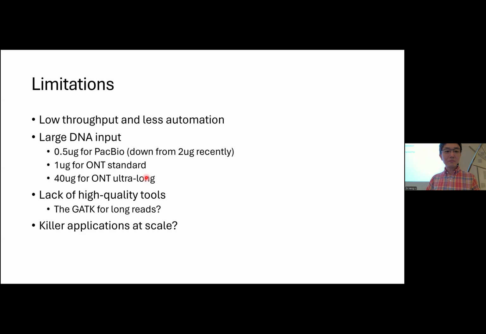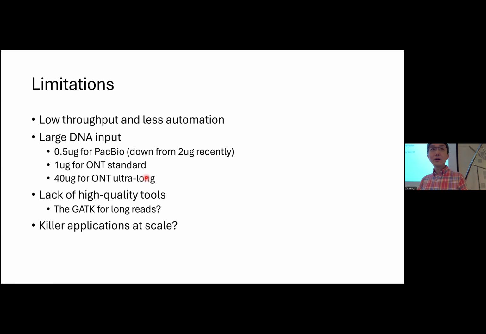The second problem is they require a lot of DNA as the input. And PacBio, with the latest chemistry, they claim they can do it with a microgram. But for nanopore, standard simplex sequencing requires about that. But if you want to do ultra-long sequencing, you need a lot more DNA. And typically, you can only get this amount of DNA from cell lines. It's difficult to draw blood to get all of this DNA. This has become a severe limitation.